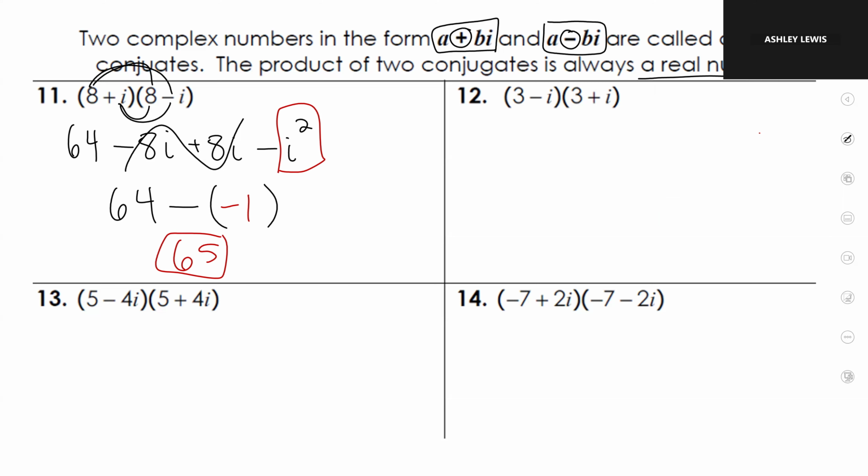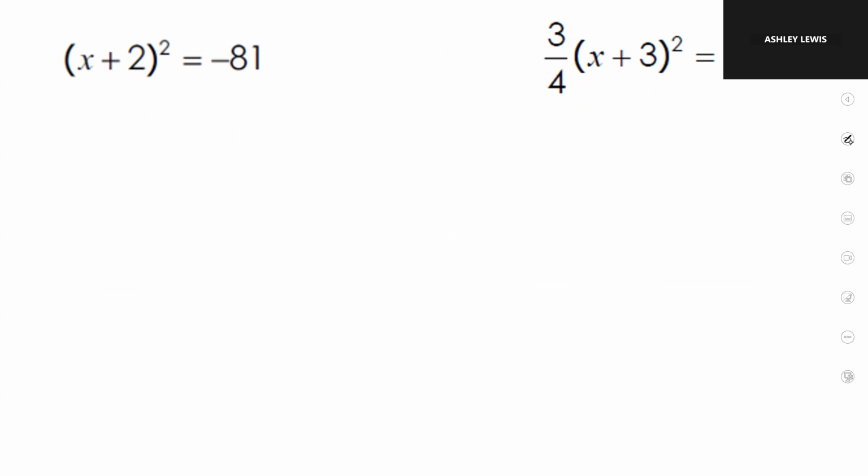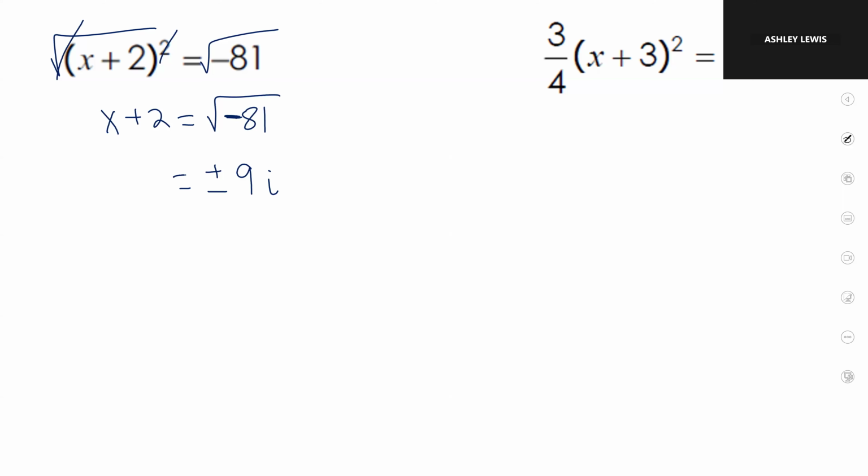So let's move on to solving. Let's do this problem together. So guys, first, I'm going to take the square root of both sides. The square root cancels out with this squared. So I'm left with x plus 2 equals the square root of negative 81. Do you guys know what the square root of 81 is? Positive or negative 9. And guys, if I have a negative under here, what else would I have? An i. So that's what that is. I'll bring this side down.